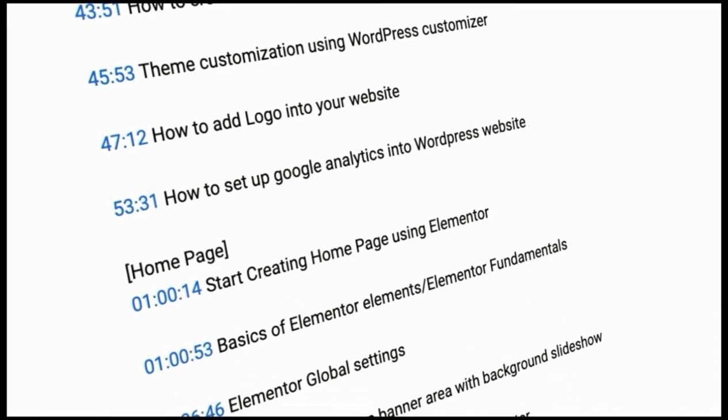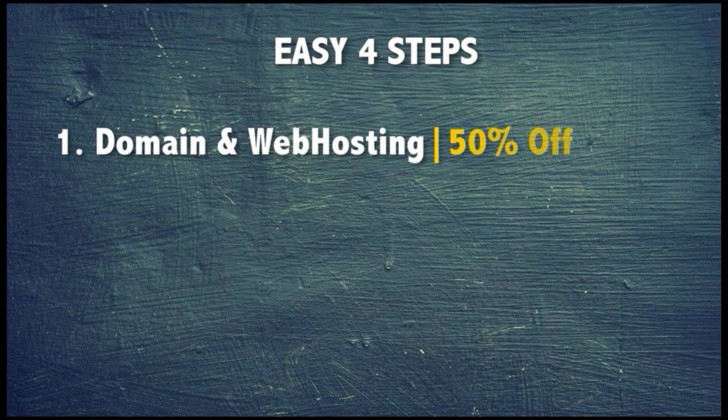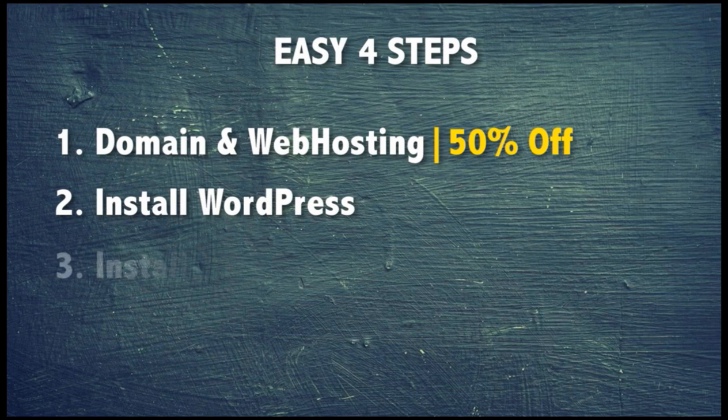Alright. So without further ado, let's get started. The first thing we're gonna do is to get a domain name and web hosting. And I will provide you my special link so you will get a discount around 50%. Then we will install WordPress. Then we will install a free theme and a free page builder called, you know, Elementor.